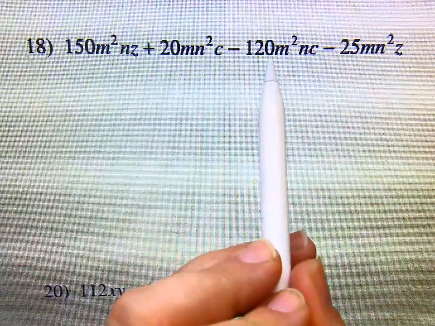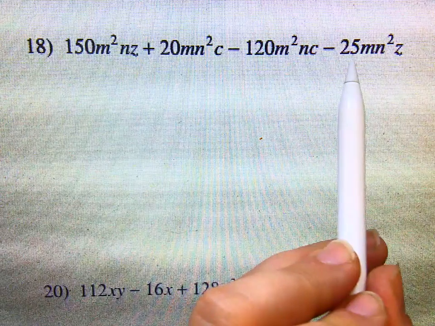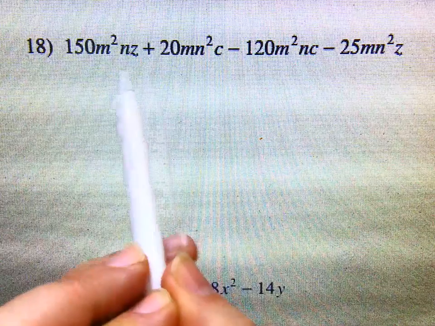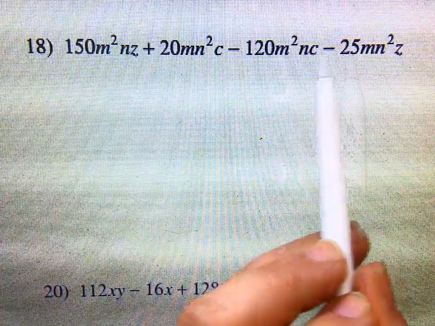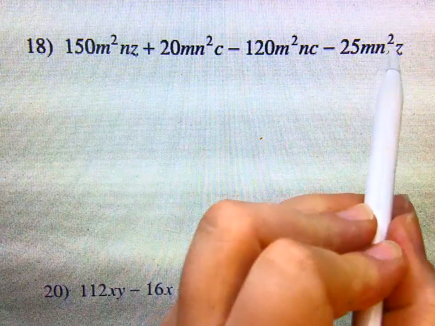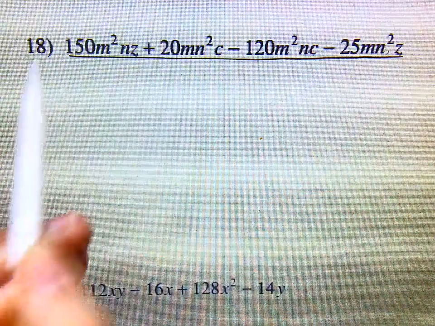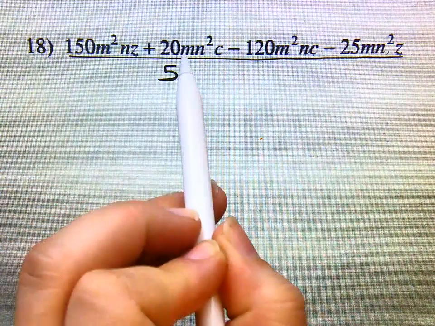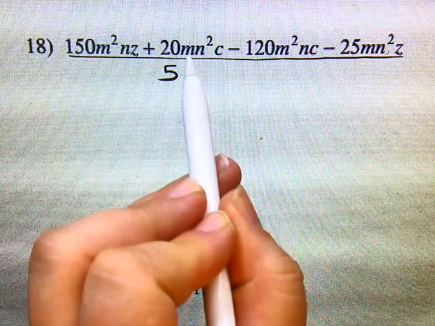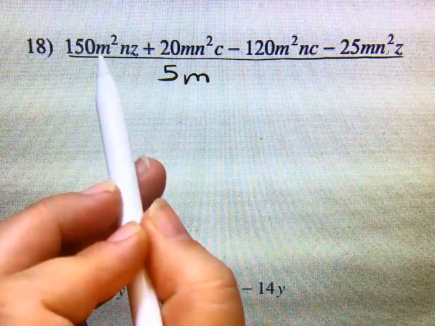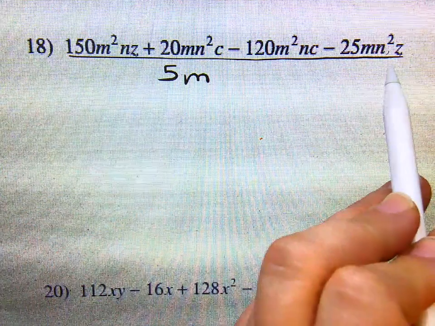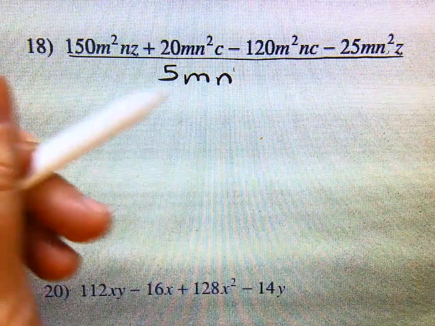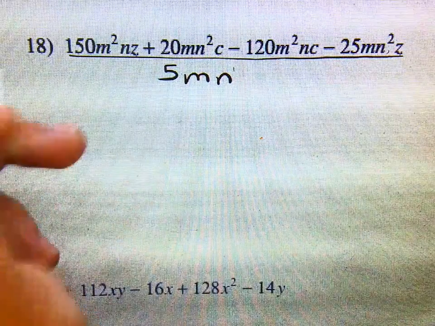MN, MNC, MNC, 25 M N squared Z. So it actually looks like there's an M and an N in each one of our terms. So we are going to take this entire expression and divide it by 5, and I'm going to take my lowest exponent of M, which is m to the 1, and my lowest exponent of n, which is also n to the 1. And I'm going to divide everything by that quantity.